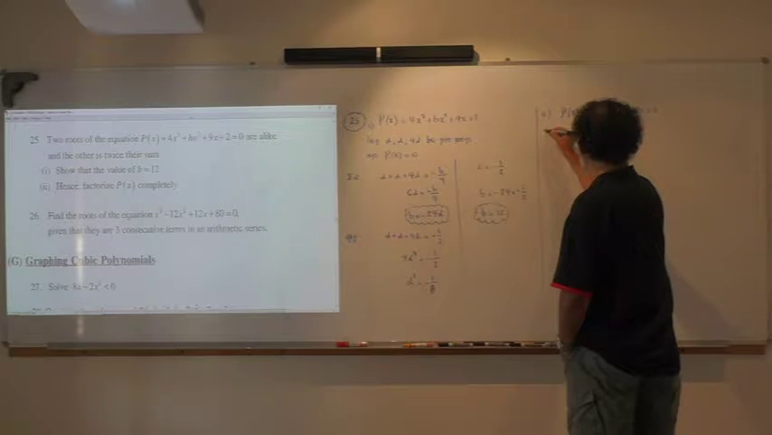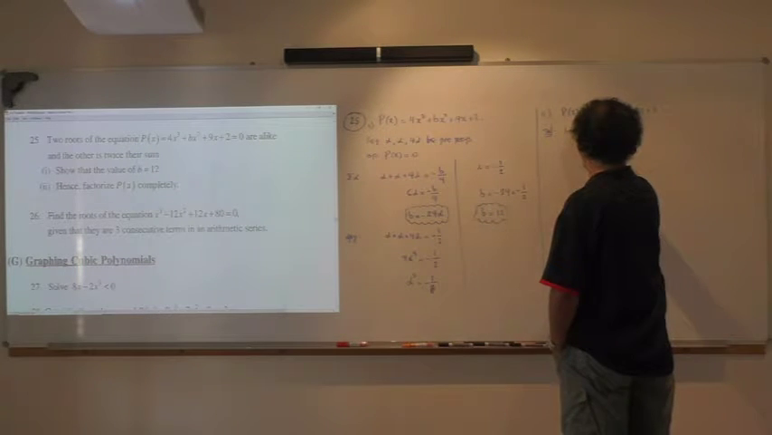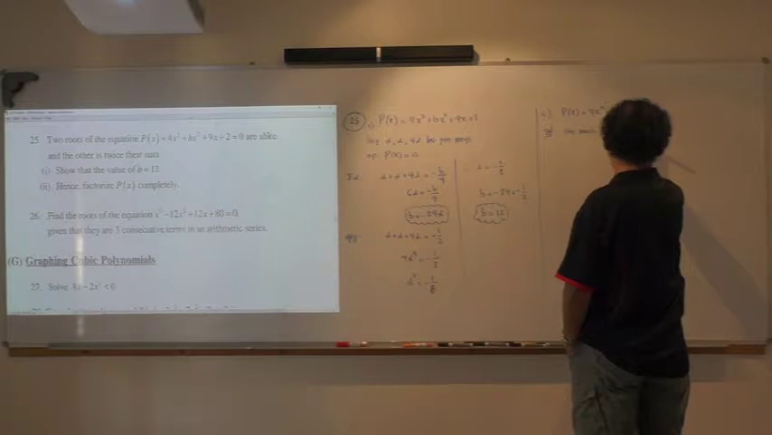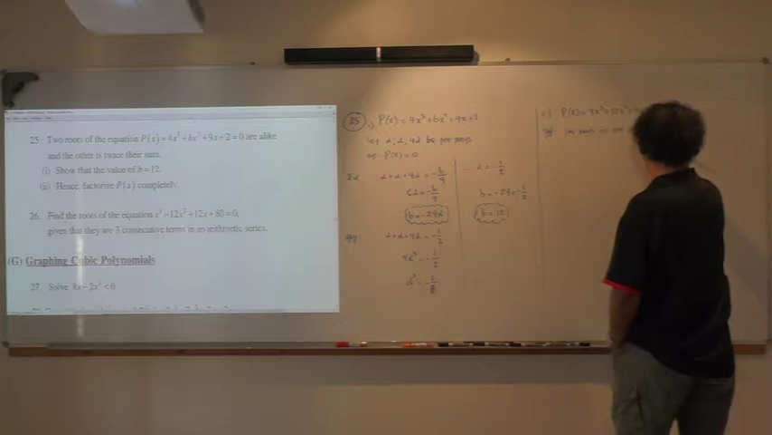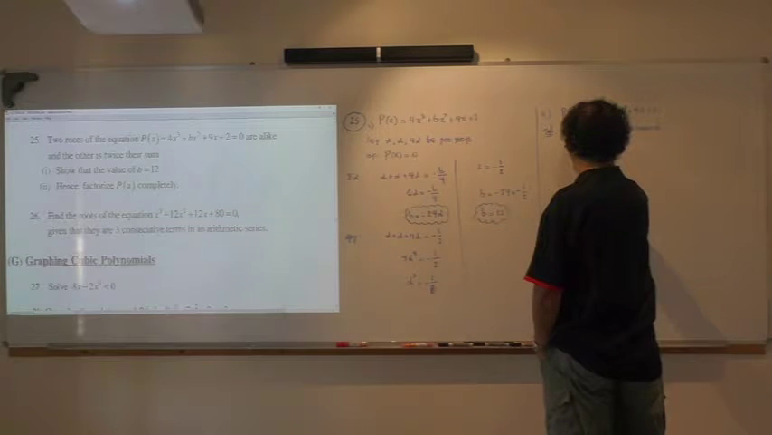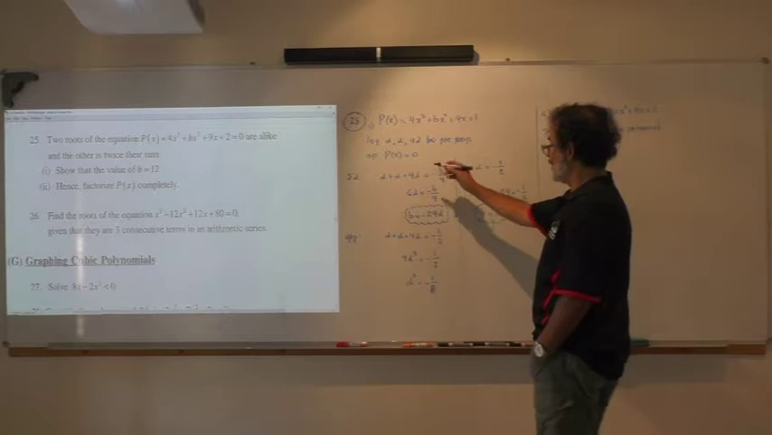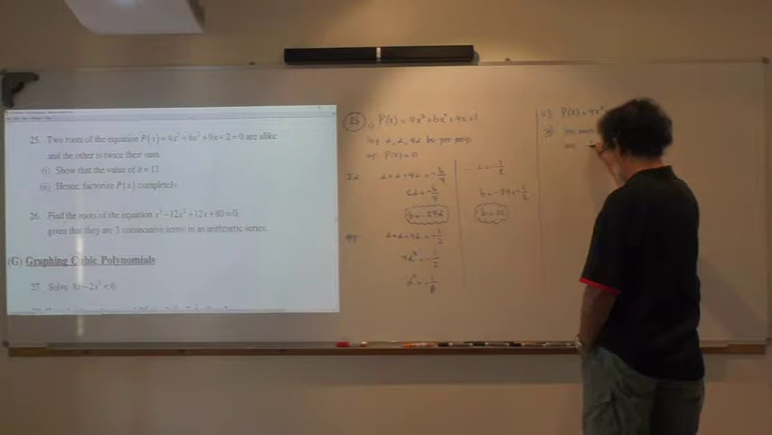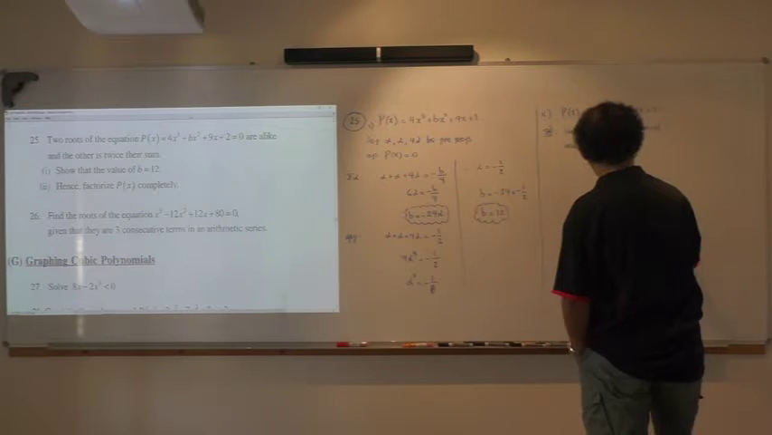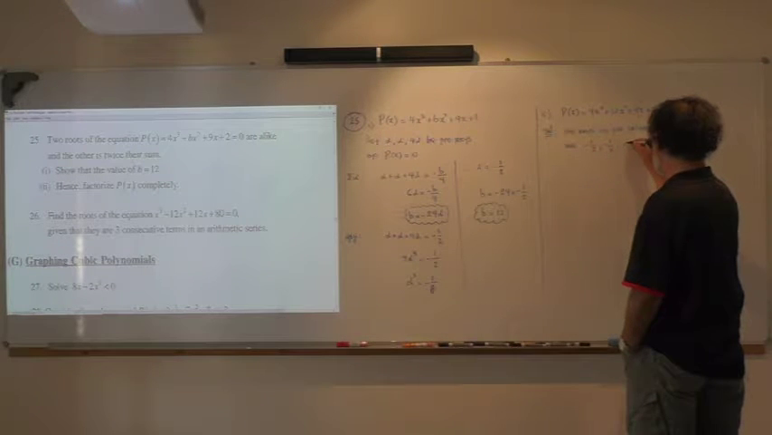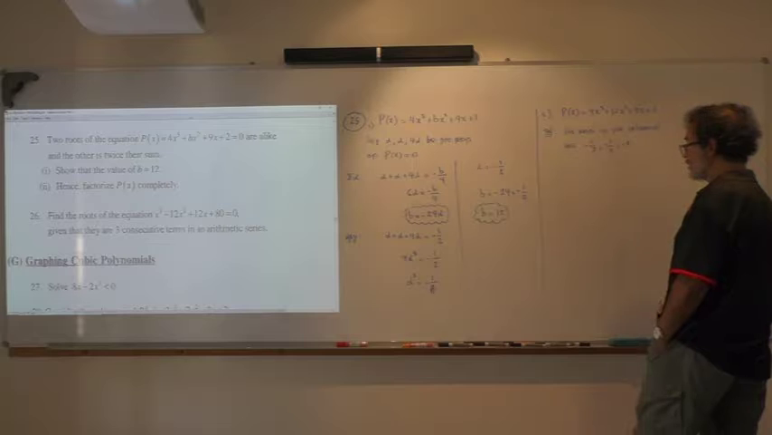Solution: the roots of this polynomial are alpha, alpha, and 4 times alpha. So it's going to be negative half, negative half, and 4 times negative half, which is minus 2. These are the roots.